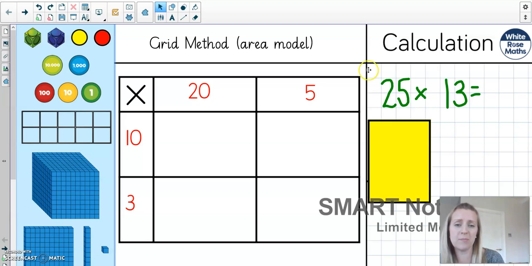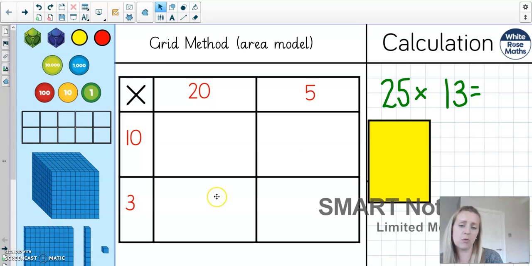When we use the grid method, you may see it called the area model, but as a school we call it grid method. To start with, the first thing we need to do is partition the 25 and the 13 into tens and ones. So you can see that's what I've done here. 25 becomes a 20 and a 5. The 2 here represents 20. Then I need to partition the 13. This 1 here represents 10. So you can see I've partitioned it into a 10 and 3 ones.